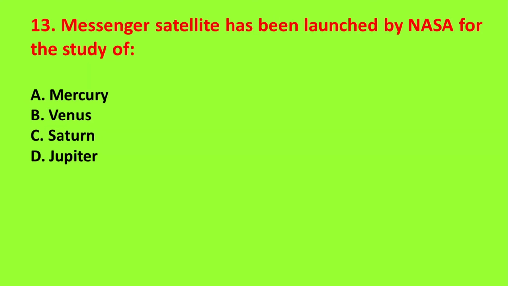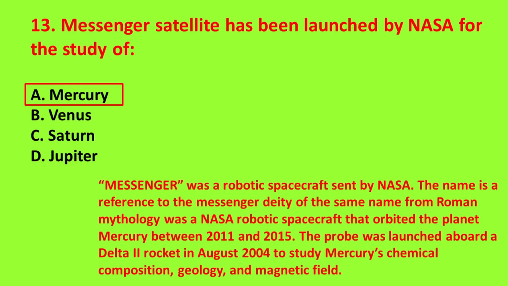Question number 13. The Messenger satellite has been launched by NASA for the study of A. Mercury, B. Venus, C. Saturn, D. Jupiter. The correct option is option A, Mercury. And for your kind information, Messenger was a robotic spacecraft sent by NASA. The name is a reference to the messenger deity of the same name from Roman mythology.